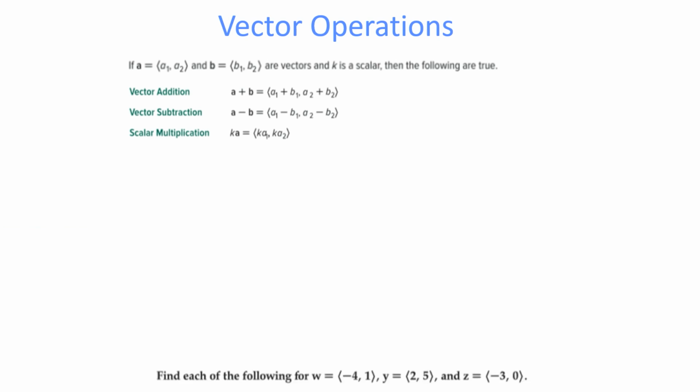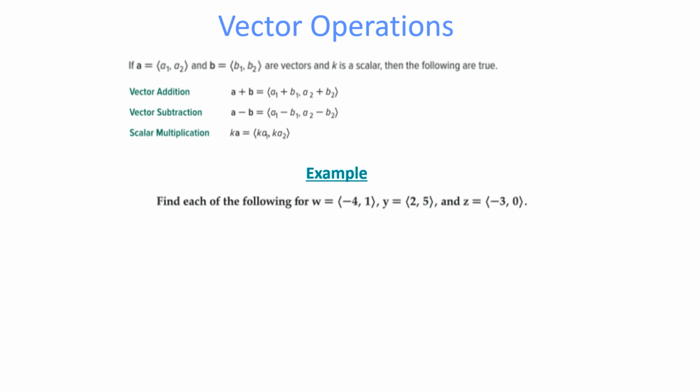An example here is shown. w equals (-4, 1), y equals (2, 5), and z equals (-3, 0). We want to know the resultant z minus 2y. If we follow it through with the addition, subtraction, and multiplying by a scalar, we get the answer (-7, -10).